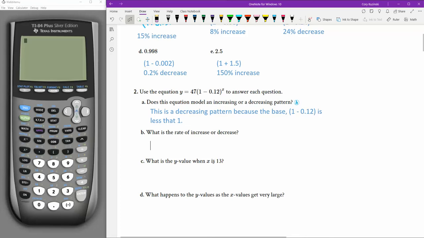What is the rate of increase or decrease? Well, that's a 12% decrease. You can see it right there. What's being subtracted from 1? The 12% decrease. What is the y value when x equals 13?